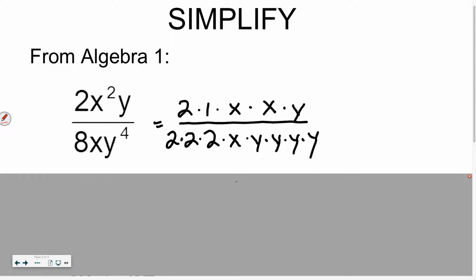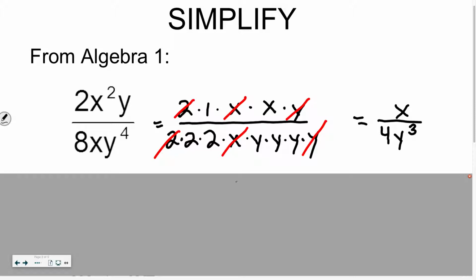But now I can go through and I can cancel those common factors. So a 2 in the numerator cancels with a 2 in the denominator. One of my x's in the numerator will cancel with my x in the denominator. And my y in the numerator will cancel any one of the y's in the denominator. Now I can't cancel anything else. So now I just have to write whatever's left over. In the numerator I have x, and in the denominator I have 4y cubed. Isn't that what you would have gotten based on your properties of exponent shortcuts?